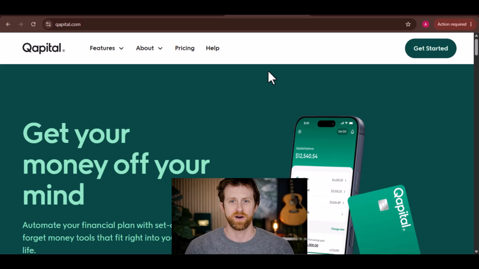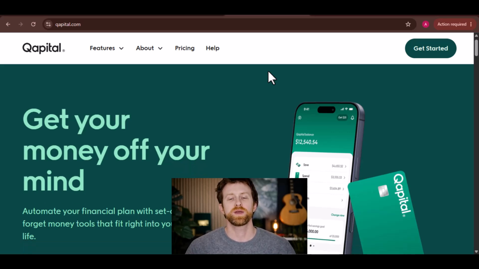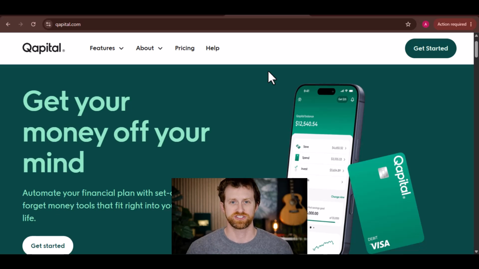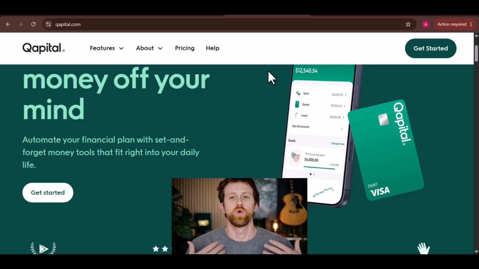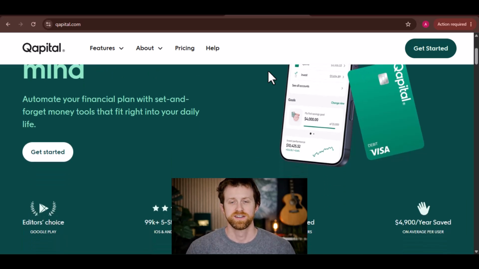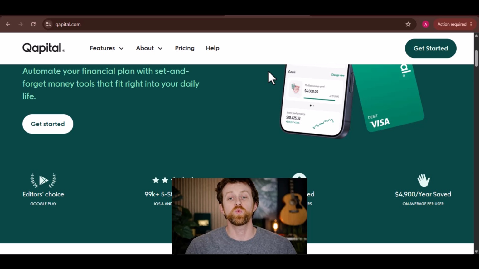Have you found yourself looking at your phone, asking, how in the world do I get my own money out of Qapital and back into my real bank account? If you are retired, or if you are standing right on the doorstep of retirement, let me tell you something, every single penny you have matters.